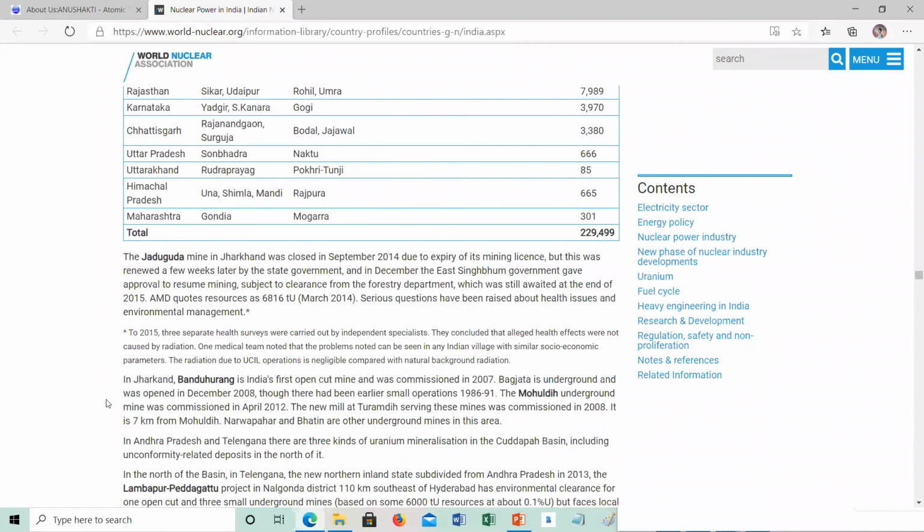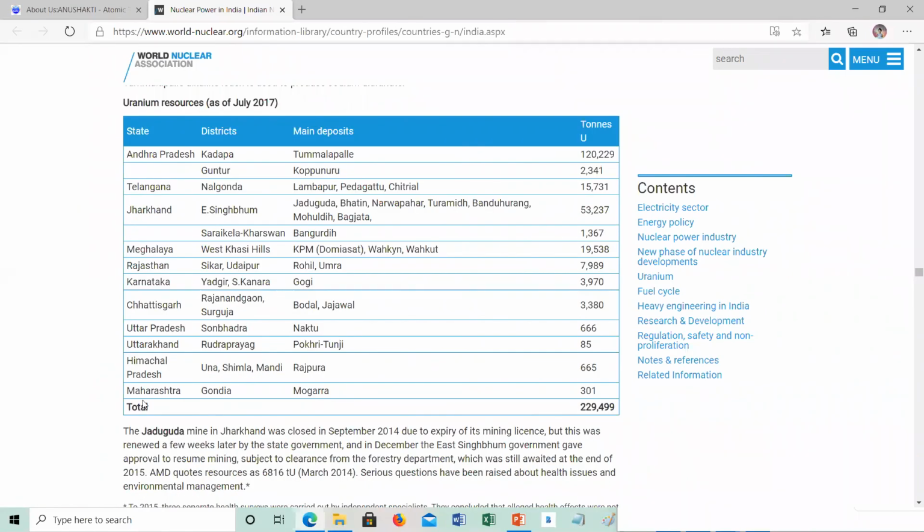You can see the information given in this table. In Maharashtra, Gondia is where uranium is found, and its deposit content is 301 tons. The highest deposit contents are in Andhra Pradesh, in Kadapa district, where 1,20,229 tons of uranium deposits are there.